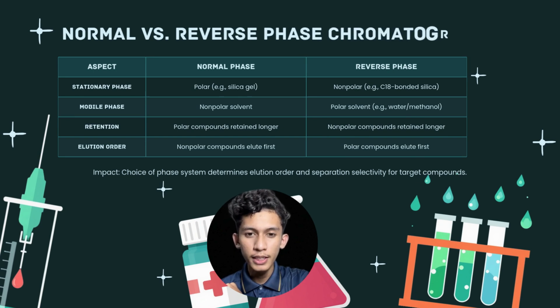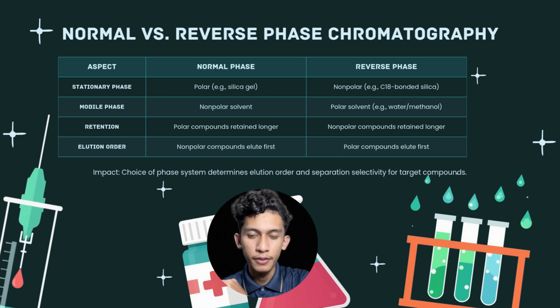Moving on, choosing the right phase system is critical to achieving a clear separation. In normal phase chromatography, we utilize a polar stationary phase, like silica gel, paired with a non-polar solvent. This causes polar compounds to stick to the plate longer, while non-polar compounds elute first.